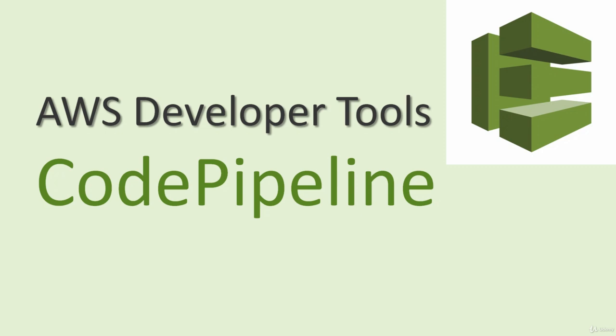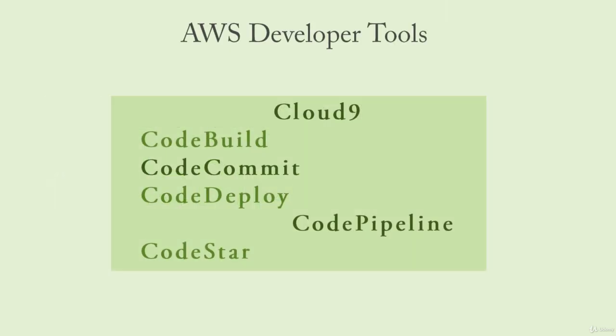We're learning AWS Developer tools, and now we're going to learn about the pipeline which could be used in DevOps or the software development lifecycle. It is a service among different developer tools on Amazon Cloud, be it Cloud9, CodeBuild, CodeCommit, CodeDeploy, CodeStar.